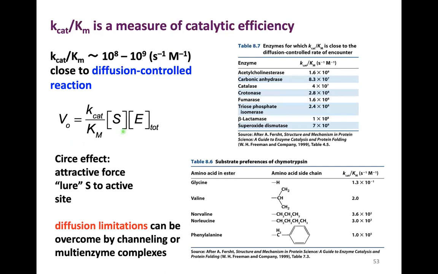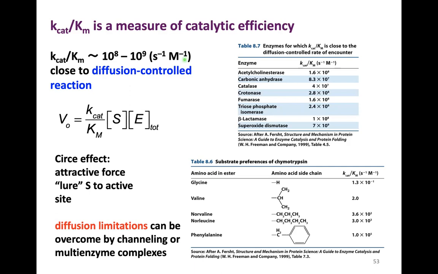Now, we also want to assess and get a sense of catalytic efficiency. For that, we look at the ratio of kcat over Km. Remember, kcat is K2. So kcat over Km, if it is on the order of 10 to the 8th, 10 to the 9th, per second per molar, this is very close to a diffusion limited reaction. So what do I mean by that? As soon as that substrate hits that active site, boom, it's converted into product.